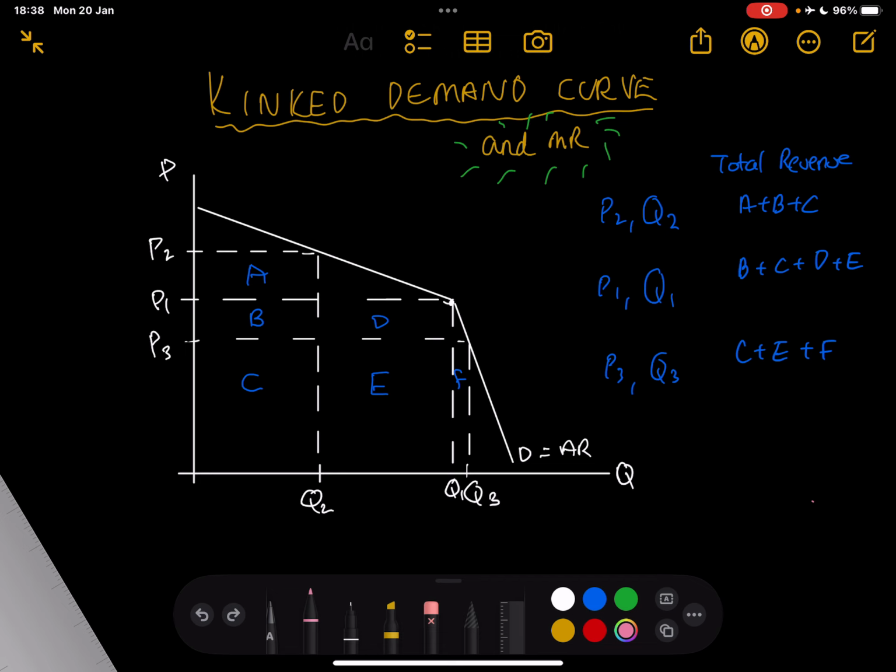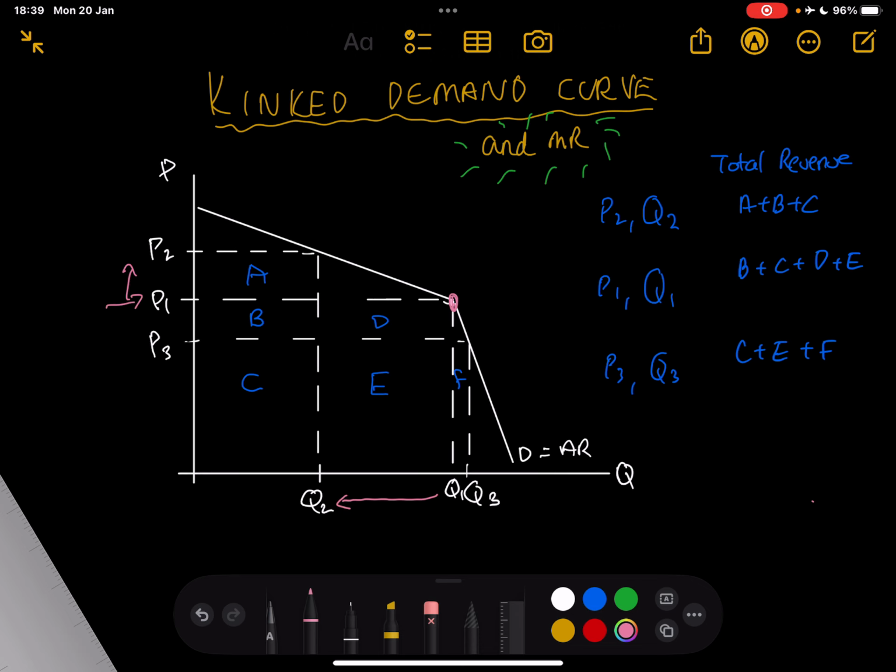Okay, so some background information to the kinked demand curve. This first section here is relatively elastic. This next section here is relatively inelastic, steeper. And the kink is here. So if I were to raise the price from P1 to P2, the theory is that the other oligopoly firms are going to keep their prices at P1, and therefore I'm going to lose quite a lot of customers.